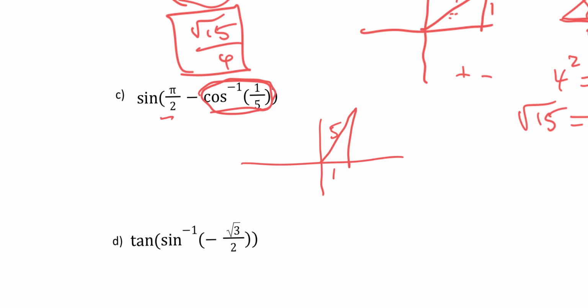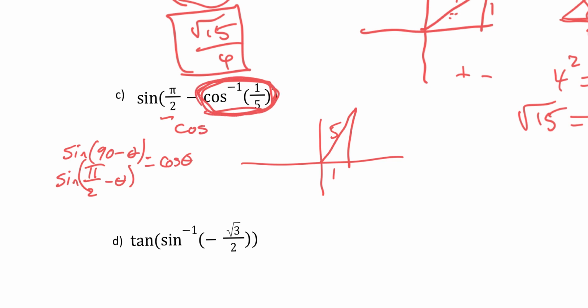So the sine of 90 minus theta, versus the sine of pi over 2 minus theta, is just equal to the cosine of theta. Okay? So this is the cosine of whatever this angle is here, right here. I'll point at that right there. Well, the cosine of that angle is 1/5. So the answer there is 1 over 5.